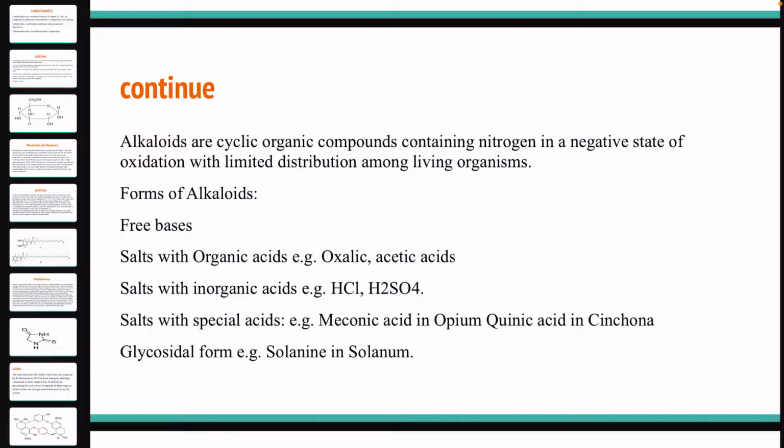Forms of alkaloids. Well, there are several forms of alkaloids. These are free bases, salts with organic acids, for example oxalic acid and acetic acid, salts with inorganic acids, for example HCl and H2SO4, salts with special acids, for example meconic acid in opium and quinic acid in quinquina, and glycosidal form, for example solanine in Solanum.